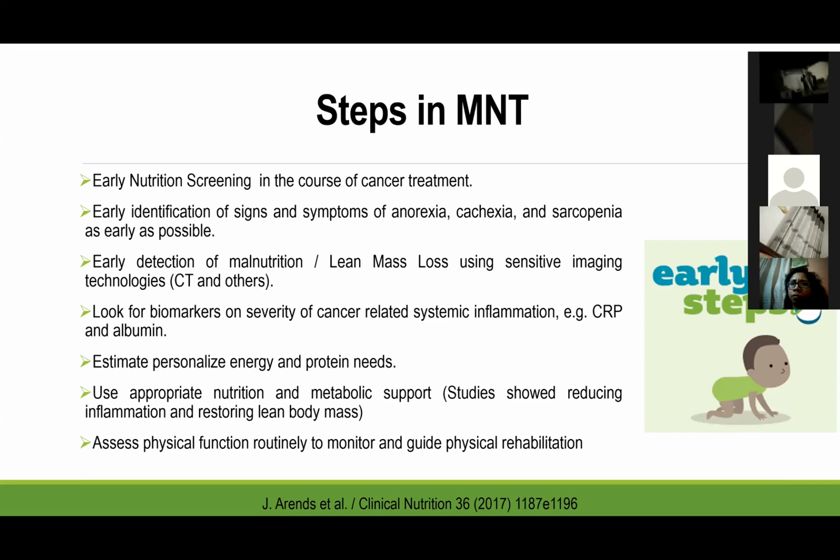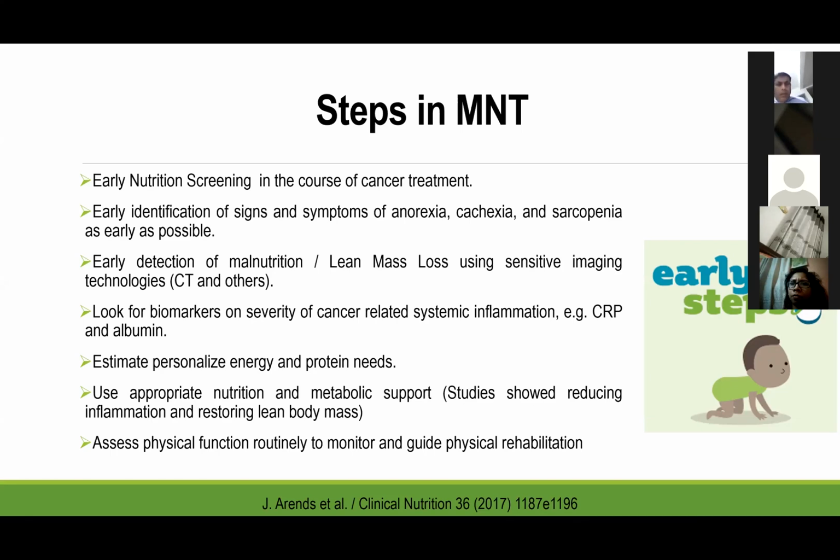And then look for the relevant biomarkers, especially for the severity of cancer-related systemic inflammation, like CRP and albumin. These are the important biomarkers at that time. Then we have to estimate the personalized energy and protein needs, then provide nutritional and metabolic support. Because many studies have shown that reducing the inflammation and restoring lean body mass is very important for them, as a support.